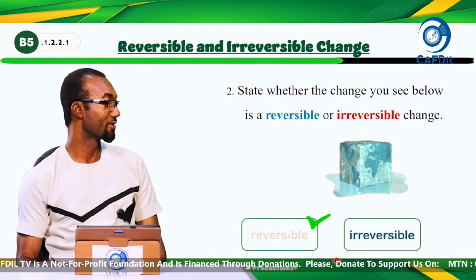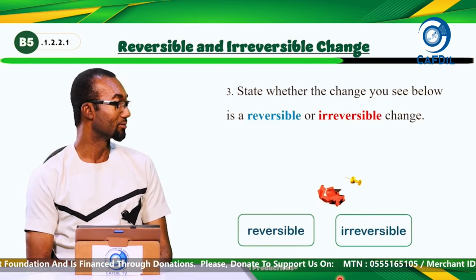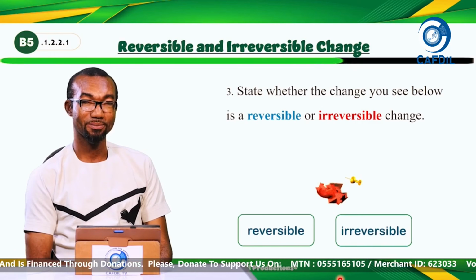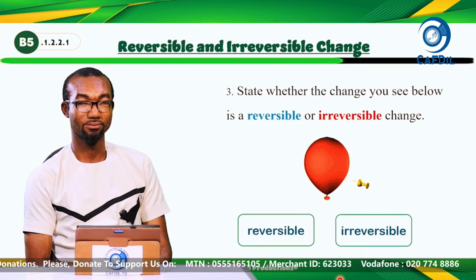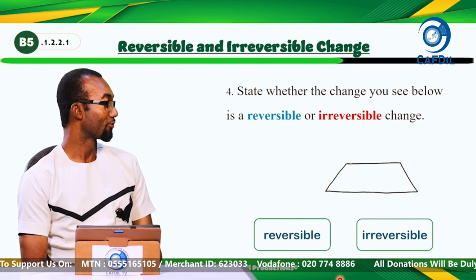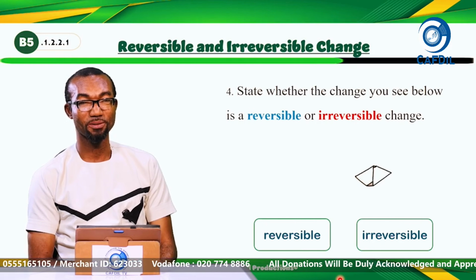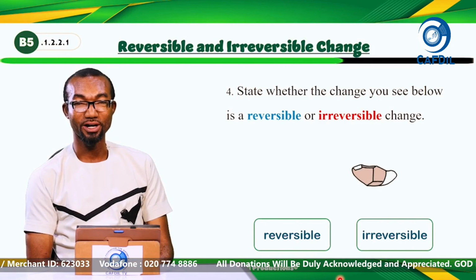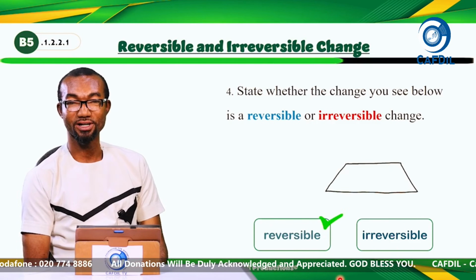Good, it's reversible. Good. 3, bursting of balloon. If I burst this balloon, is it reversible or irreversible? Great, it's irreversible. Irreversible. 4, folding of paper. Is it reversible or irreversible change? Folding of paper. Good, it's reversible.